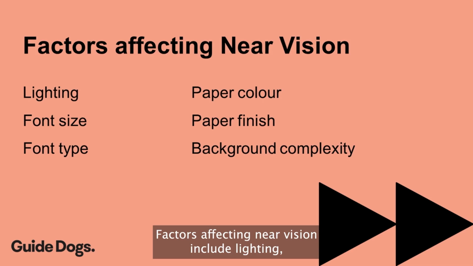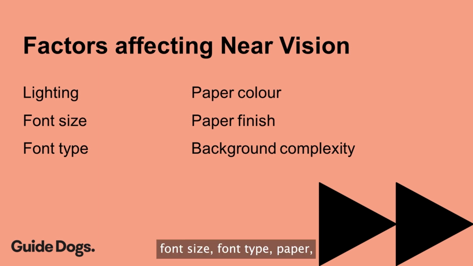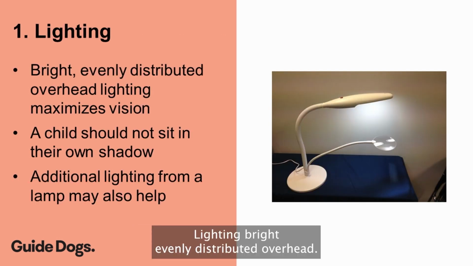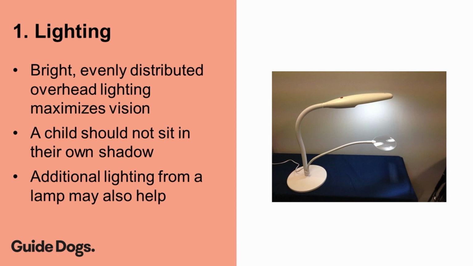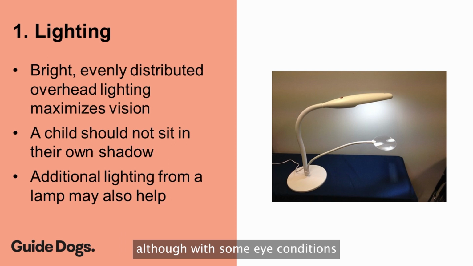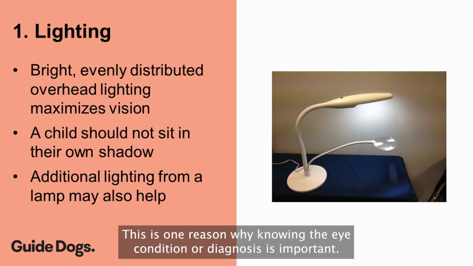Factors affecting near vision include lighting, font size, font type, paper colour, paper finish, and background complexity. Lighting. Bright, evenly distributed overhead lighting maximises vision. A child should not sit in their own shadow. Additional lighting from a nearby lamp may also help. Although with some eye conditions such as albinism, additional lighting can hinder their vision. This is one reason why knowing the eye condition or diagnosis is important.